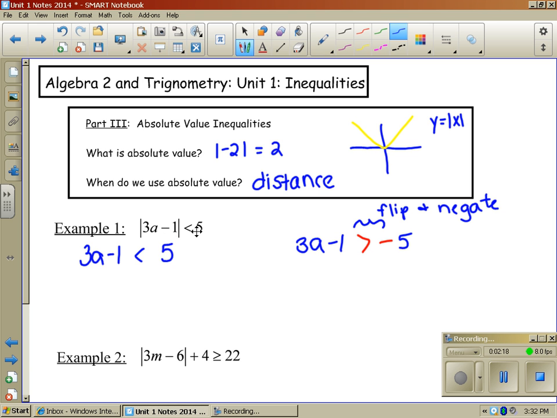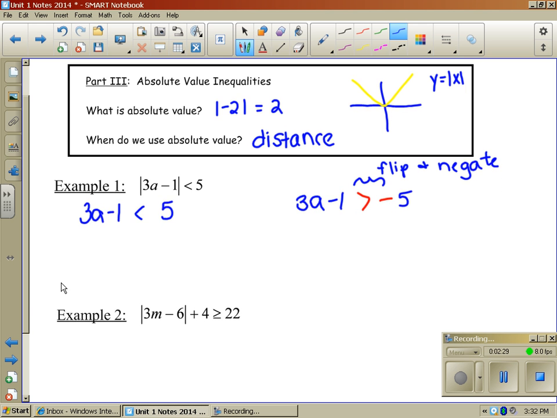So, the inequality just the way it is without the absolute value sign. Without the absolute value sign, flip the sign, negate the answer. And then just solve. Add 1. Divide by 3. Don't forget the rule from the first day that if you divide by a negative, it flips the sign.